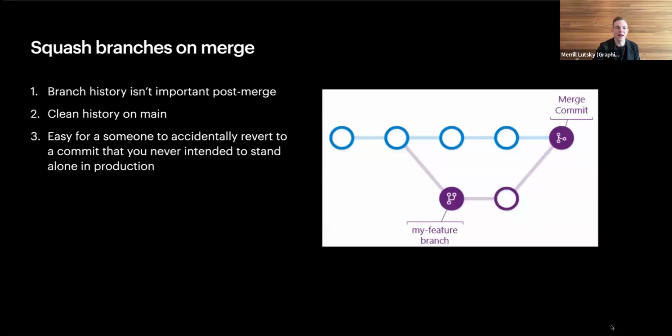So that's stacking. Next, we'll talk about squashing branches on merge, and this one can be a little bit controversial. There are a lot of opinions about this, and at Graphite, we really believe that squashing branches on merge is the right approach. So obviously, when you look post merge.